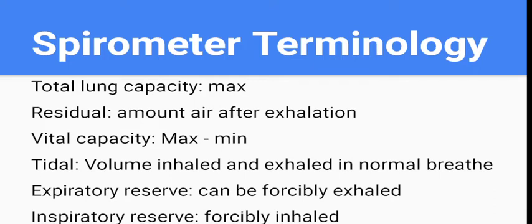Vital capacity is basically the max amount your lungs can have minus the minimum amount. That's kind of like what's in the lungs. Then you have tidal volume, which is the volume you inhale or exhale in a normal breath. Emphasis on the normal. If you just do a normal breath, like just walking around, not a deep breath, that's a tidal volume.